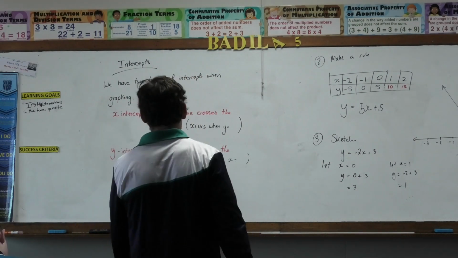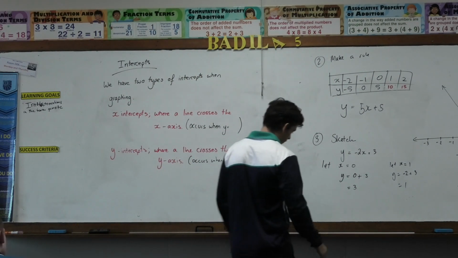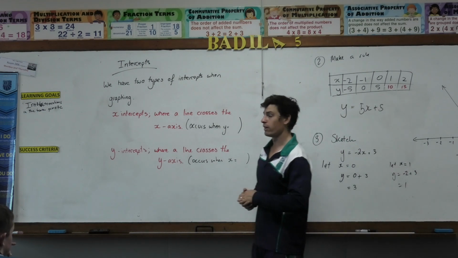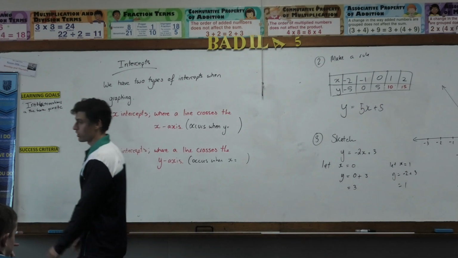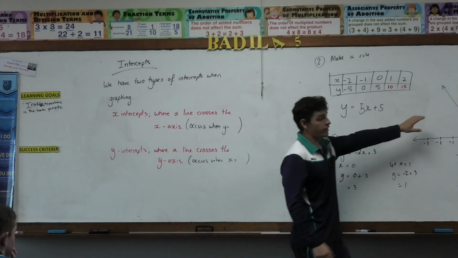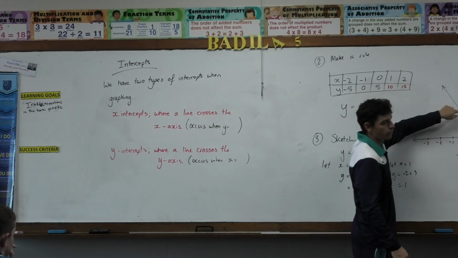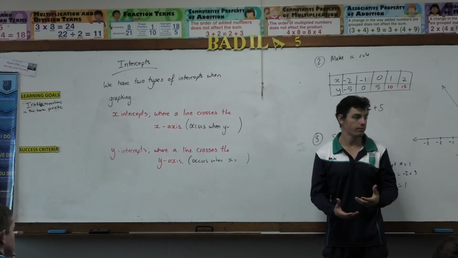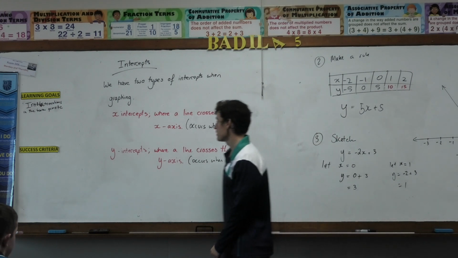So intercepts come up all the time. They're really, really important for us to understand, and they can be quite easy once you understand what's going on. We can obviously look at our graphs to find intercepts. So we can say, look, that passes through at 3, that passes through at 1.5. Happy with that? We have two types of intercepts.